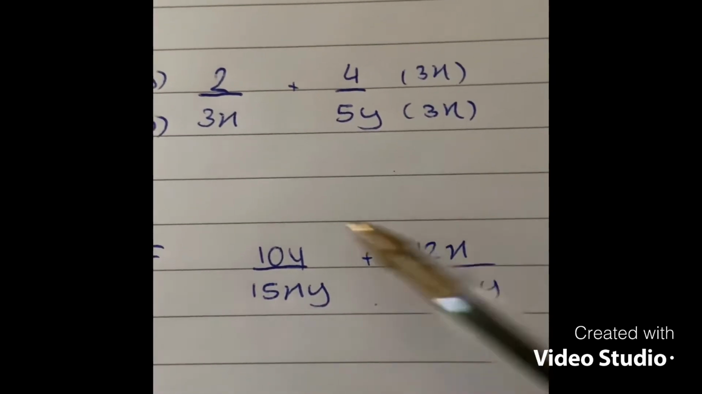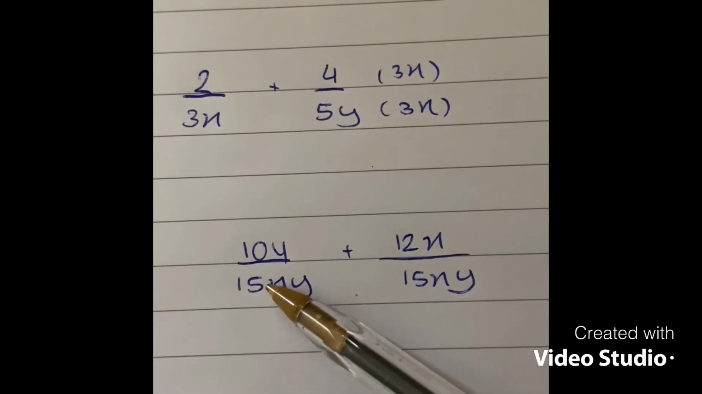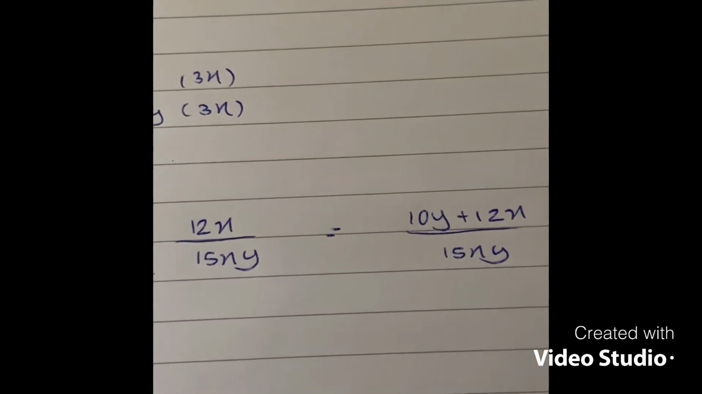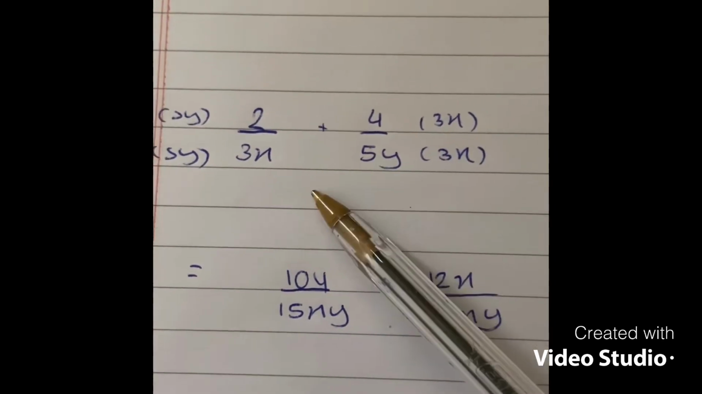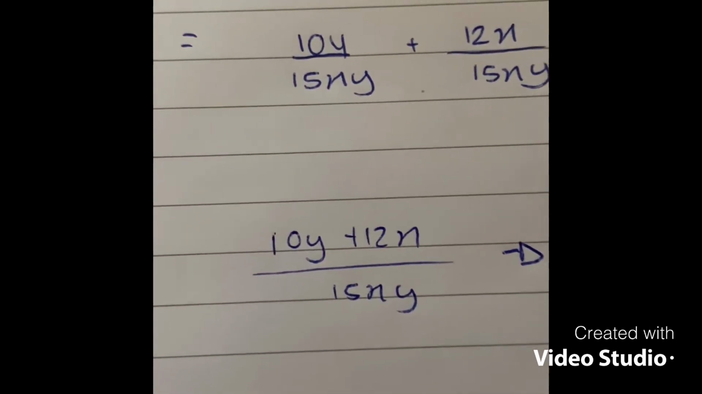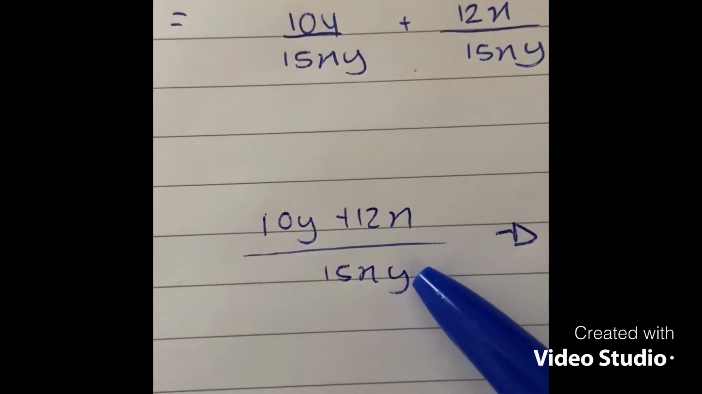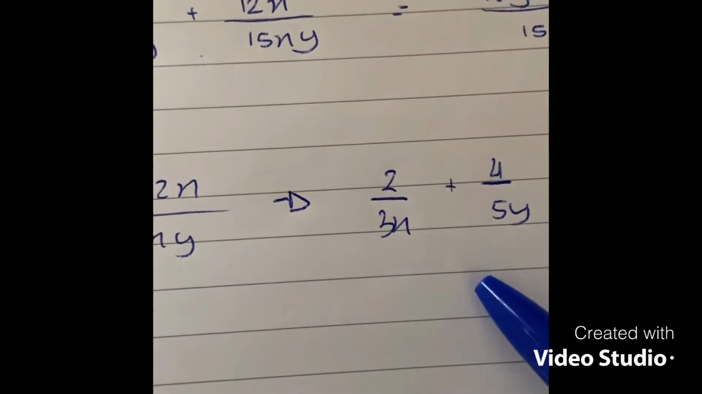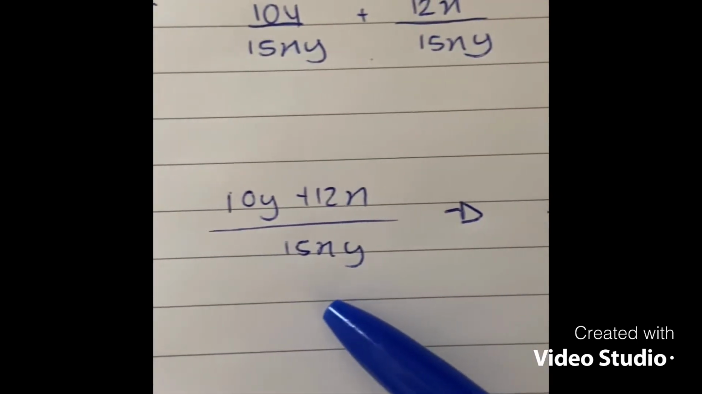Then you're going to add these two. Once you do that, you get 10y plus 12x over 15xy. So that's how you usually solve this kind of question. What partial fraction decomposition allows me to do is take this single fraction and break it down into two simple fractions. So that is what partial fraction decomposition means.